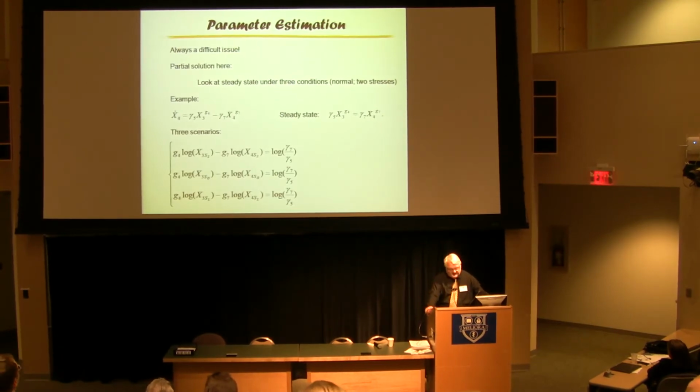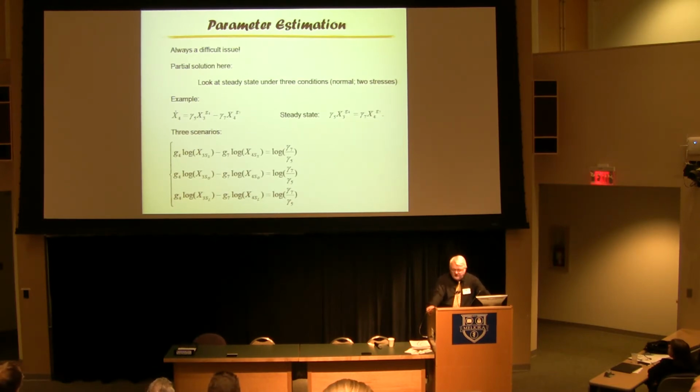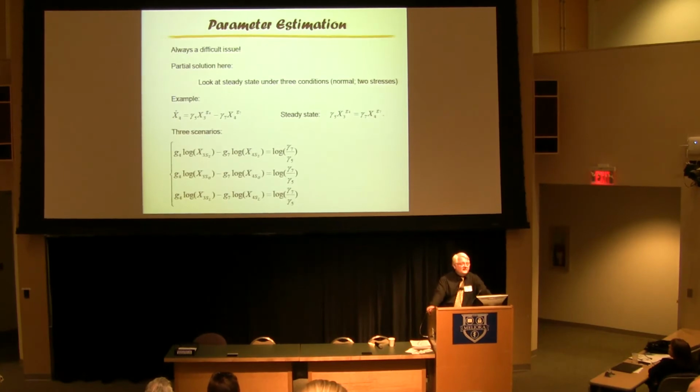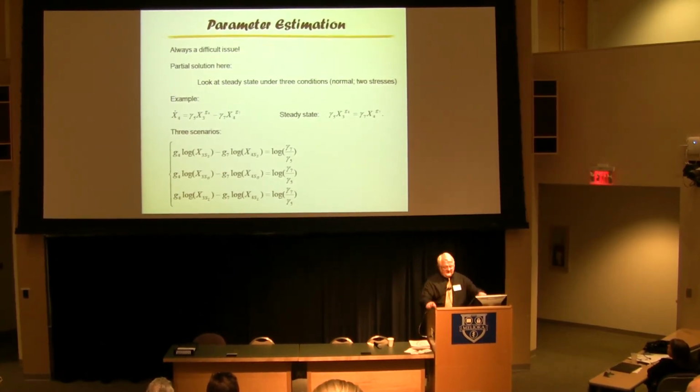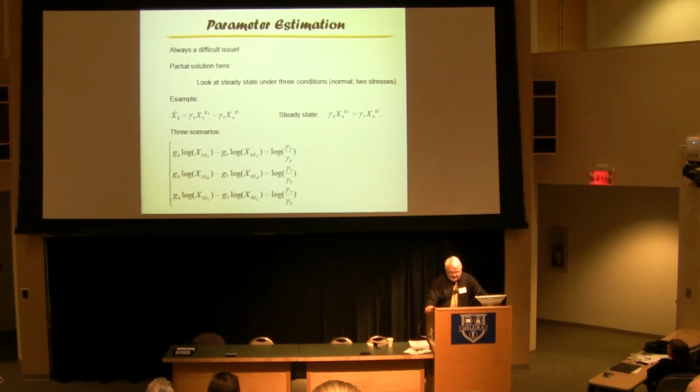Now here's a parameter estimation. That's always difficult, and we have heard it. Here in this particular case, we looked at steady state solutions, and we have three different situations. We have something normal, we have something with a laminar stress, and we have something with an oscillatory stress. And if the system equilibrates, comes to a steady state, then that allows us to at least constrain some of the parameters. For instance, we look at this equation x4 dot.